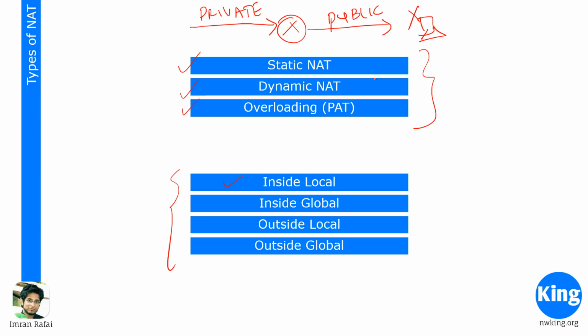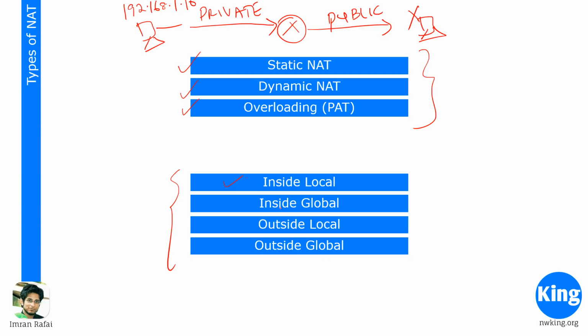Inside local. Inside local is the IP address of this host. So let's say this host has a private IP address. So inside local is the private IP address. So inside is the source. Before translation, what is the inside IP address? That is of this host device, this private IP, let's say 192.168.1.10. So that is the inside local address.